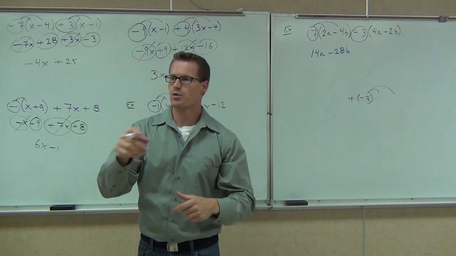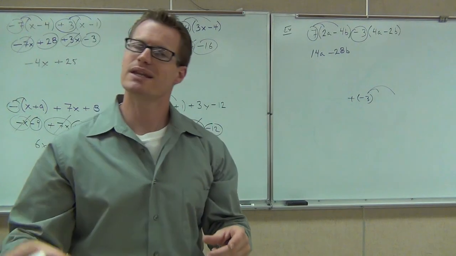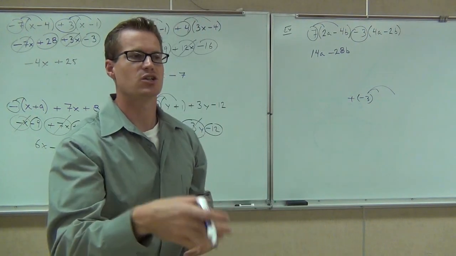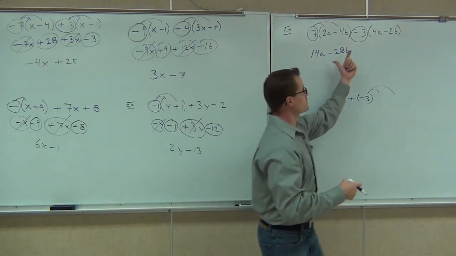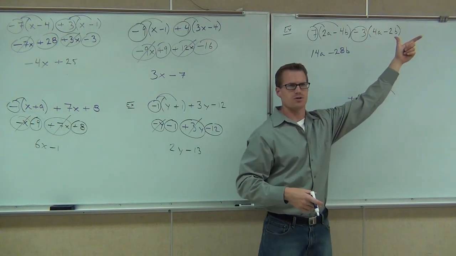So when we circle the number with the sign, we're indicating to ourselves that it's really not the positive 3 I'm distributing, it's actually a negative 3. So that negative 3 is going to go to both of these terms. Nigel, have you understood that part?